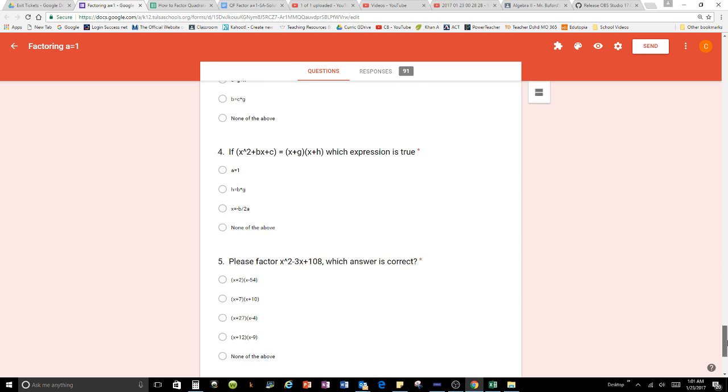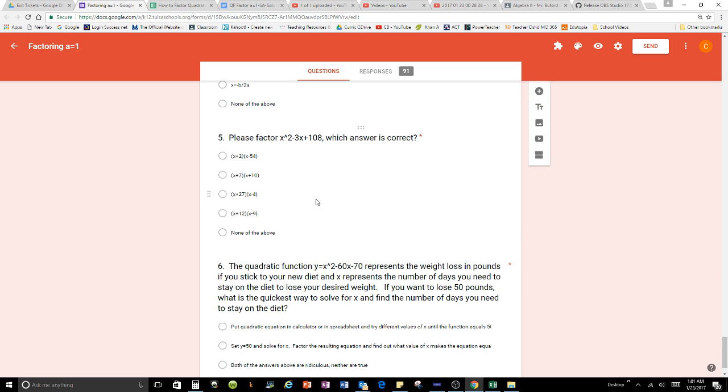And let's go to our last two. Here we're basically just asking you to factor this quadratic function, x squared minus 3x plus 108. And none of these are the solution.